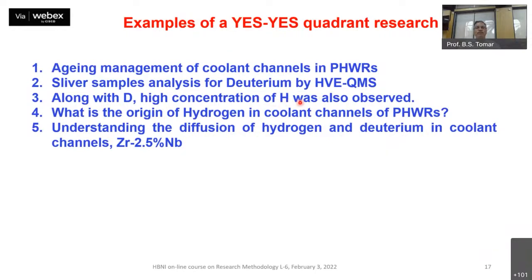So where is the hydrogen coming from? The problem was, what is the origin of hydrogen in the coolant channels of this PHWR? Is it present in the coolant channel, or is it happening during the slivering, or at what point is there a pickup of hydrogen? So to solve this problem, we prepared a plan for understanding the diffusion of hydrogen and deuterium in coolant channels that are made up of zirconium 2.5% niobium. So we made a research plan.